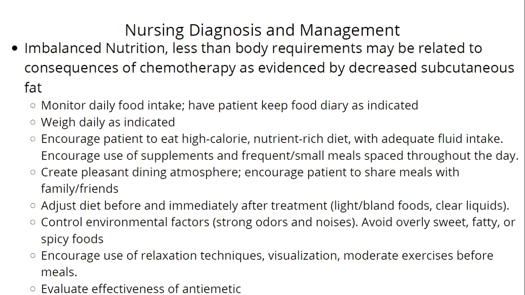Create pleasant dining atmosphere and encourage patient to share meals with family or friends. Next is to adjust diet before and immediately after treatment. Example here is the light or bland foods or the clear liquids. And next is to control environmental factors such as strong odors and noises, and avoid overly sweet, fatty, or spicy foods. Next is to encourage the use of relaxation techniques, visualization, moderate exercises before meals, and evaluate effectiveness of antiemetic drugs.